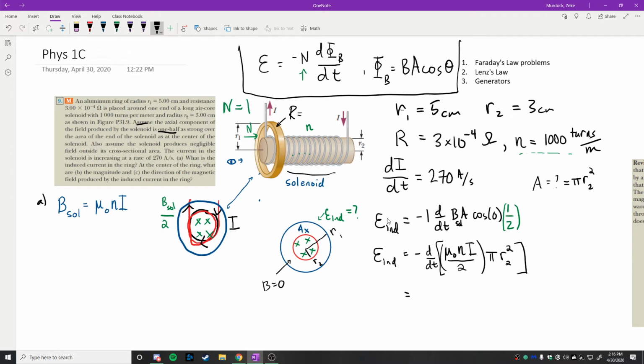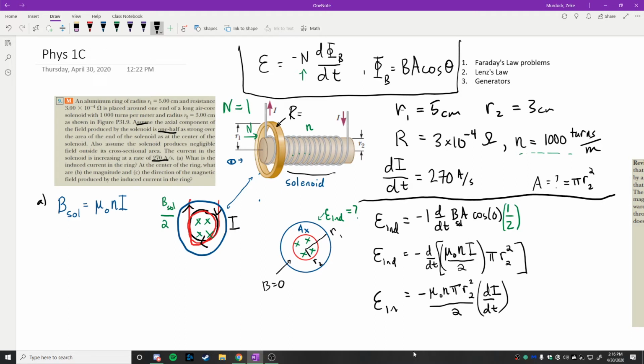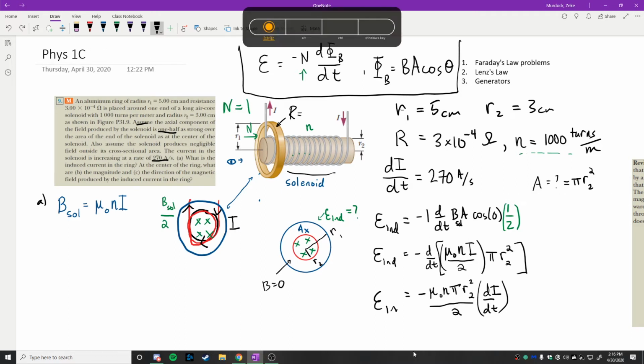Luckily, almost all of these things are constants. Pi, mu naught, n, and R2 squared are constants we can pull out. So we get negative mu naught, n, pi, R2 squared, divided by 2, and then multiplied by, the only thing that changes in this problem is the current flowing through the solenoid. So then just d/dt of the current is left. And we know what all of these things are. They're all right above this line right here in terms of the given information. And we can just plug them in.